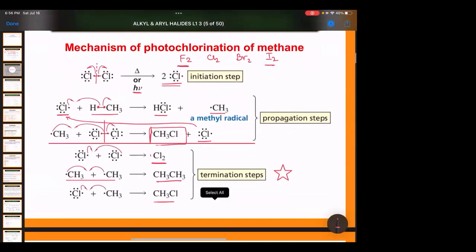So which step is endothermic? Which step is exothermic? Can you tell? So fluorination is most reactive, then chlorination, then bromination, and iodination is least reactive. So what you were thinking, that is true for metals. Clear? Which step is endothermic?